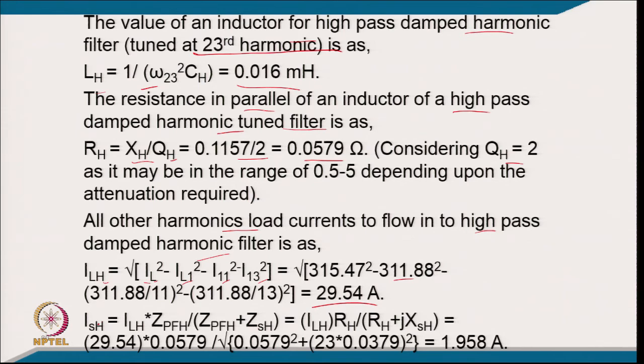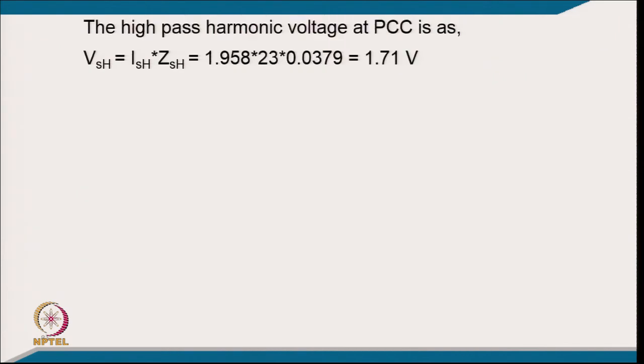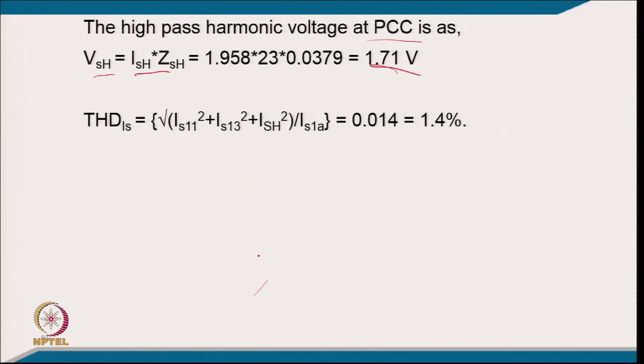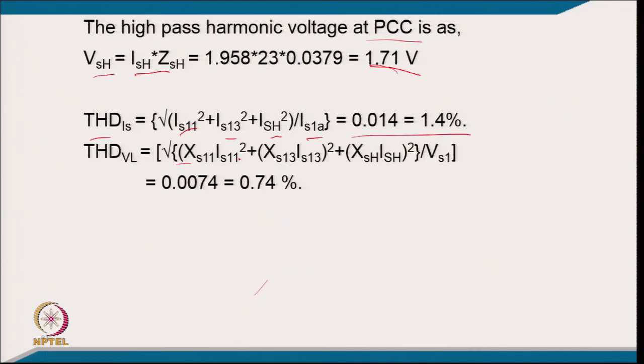and the current going to the supply for all harmonic current, from the calculation, comes to 1.958 ampere, and the voltage of the high pass harmonic filter at PCC will be VSH equal to current multiplied by the impedance. So, it comes to 1.71 volt, and the THD of supply current for the 11th, 13th, and all high pass divided by the fundamental comes to 1.4%, and the voltage THD, the drop of all divided by the fundamental voltage, comes to 0.74%.